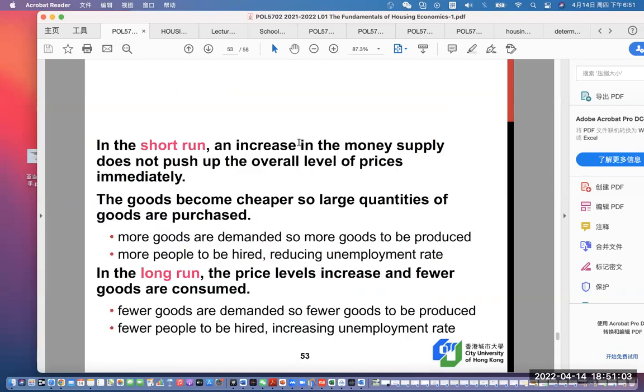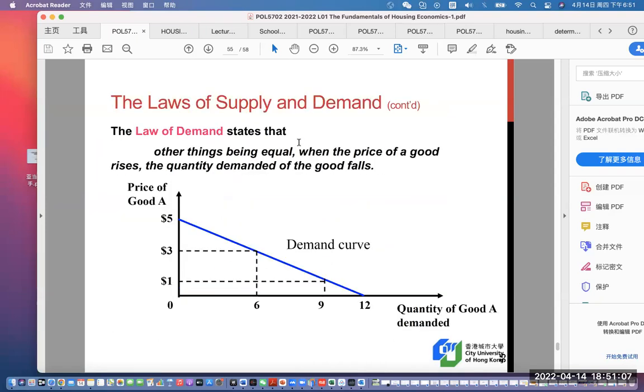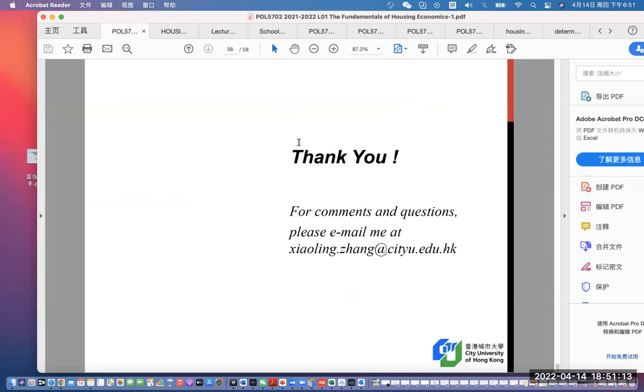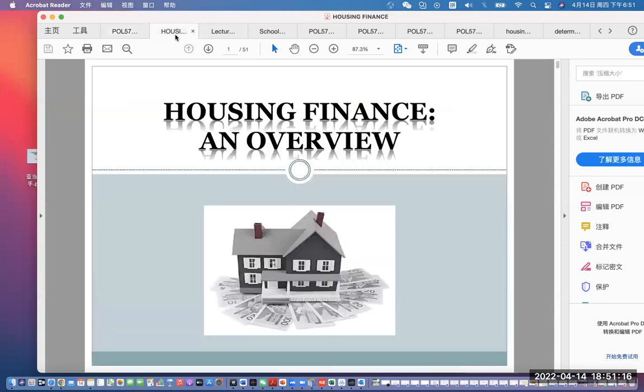depression comes, in the short run and in the long run. And the law of supply and demand, most important, the golden rules for economics, right? And then the law of this. I think everyone would be familiar with this.